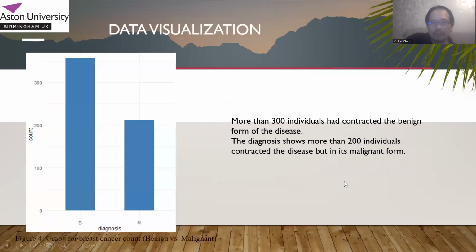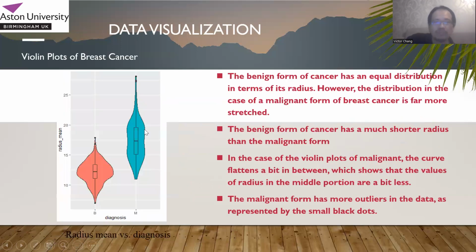So let's talk about the results of our analysis. More than 300 individuals had the benign form in our case, and slightly over 200 individuals contracted the disease in its malignant form, which means that they got cancer. The benign form has a concentrated distribution, as you can see, very concentrated in this part. However, the distribution in the malignant form is far more stretched. It varies extensively, which means that everyone has very different symptoms, and of course, the cancerous cells are at different stages.